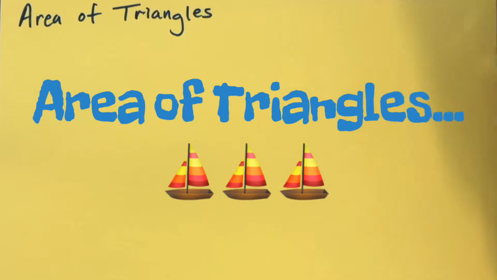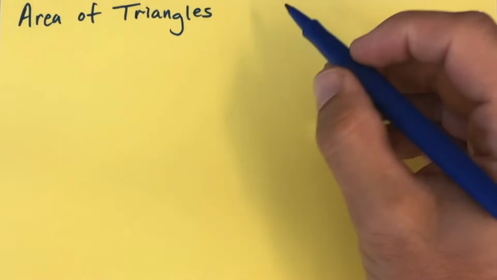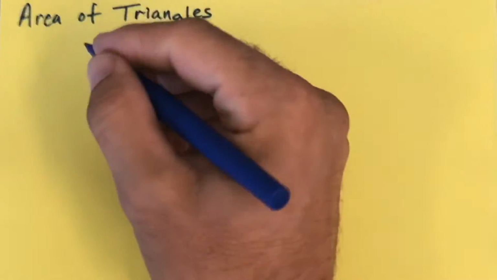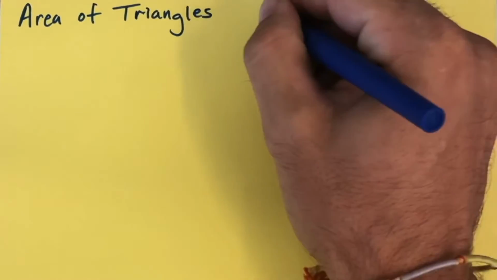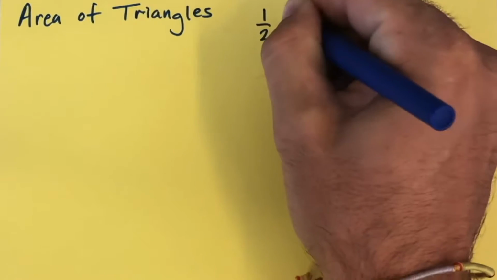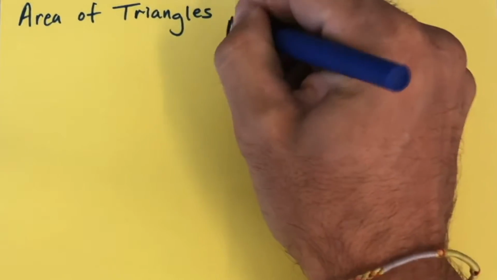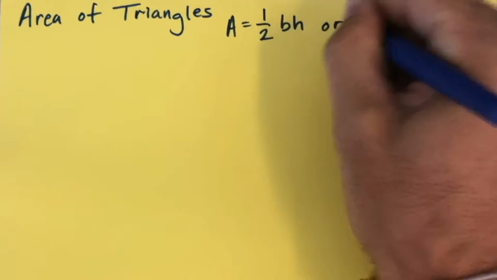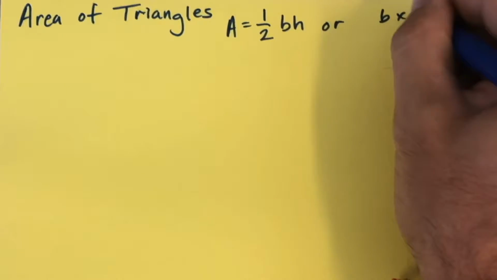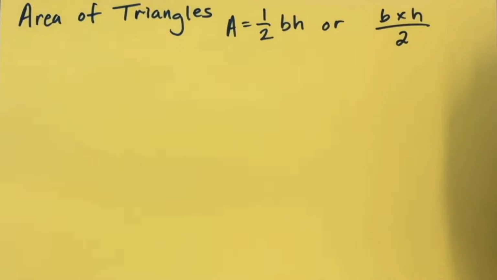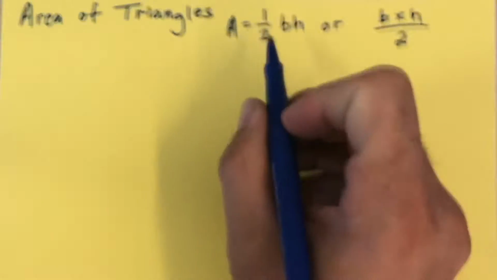Okay, welcome. Today we're going to be talking about area of triangles. Some things we want to consider before we work with are the 1/2 base times height formula, or we could also use the base times height formula over 2. Those are our formulas for the area of a triangle.